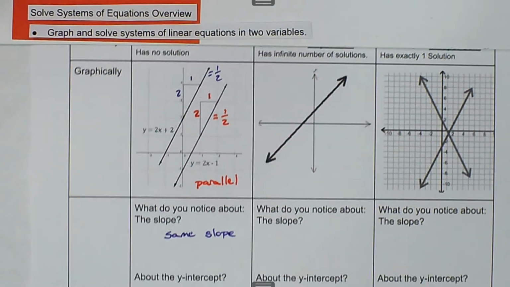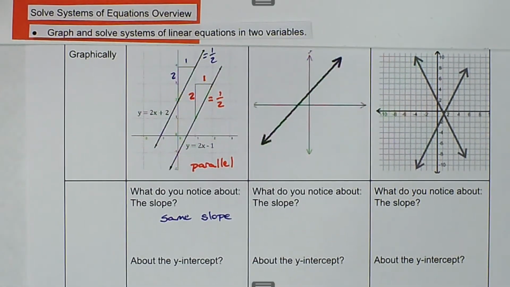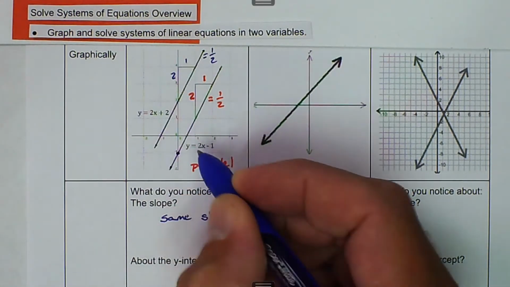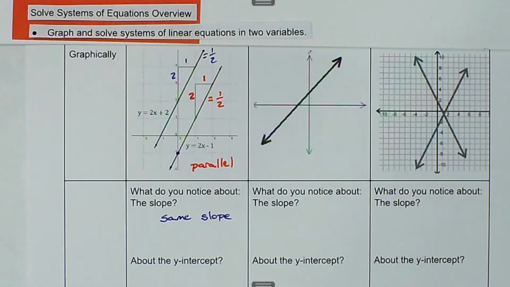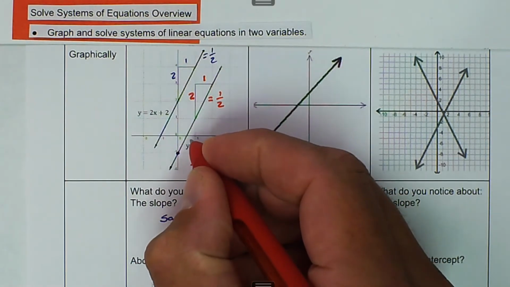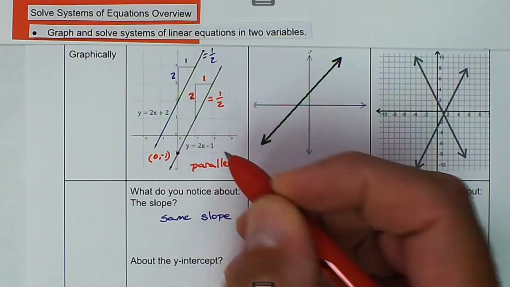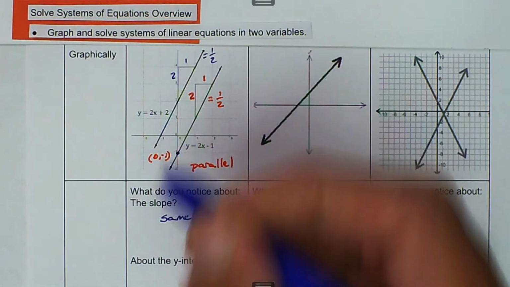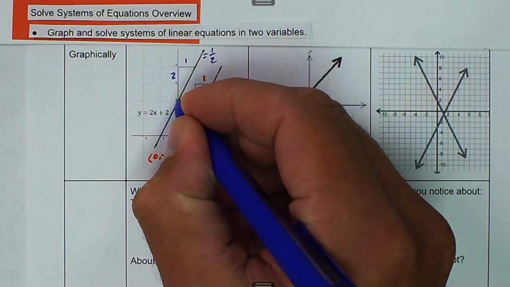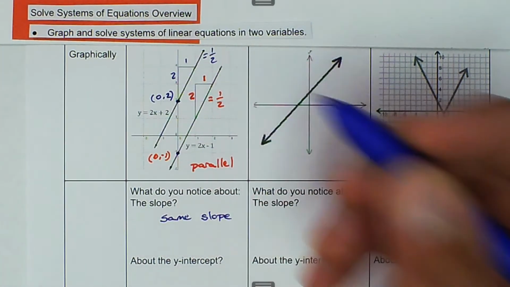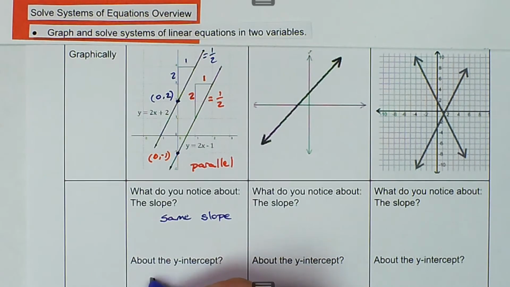And then it says, what do you notice about the y-intercept? In this case, down here, we have an intercept of -1. So the intercept for this one is (0, -1). And the intercept for this one is (0, 2). So they have different intercepts.